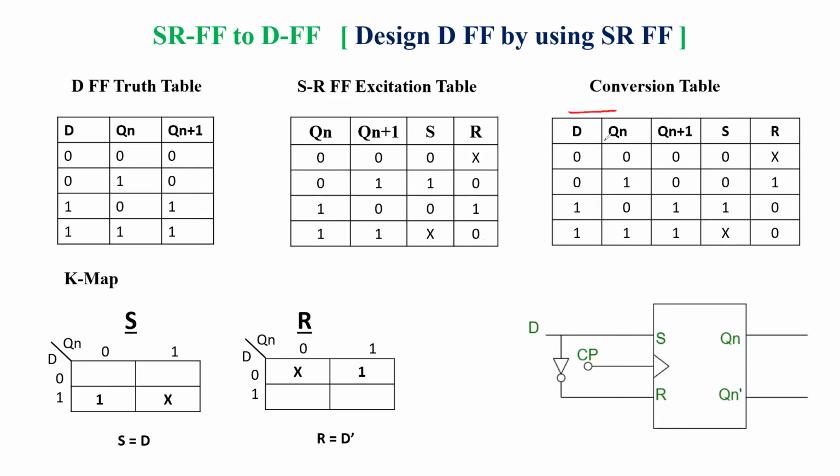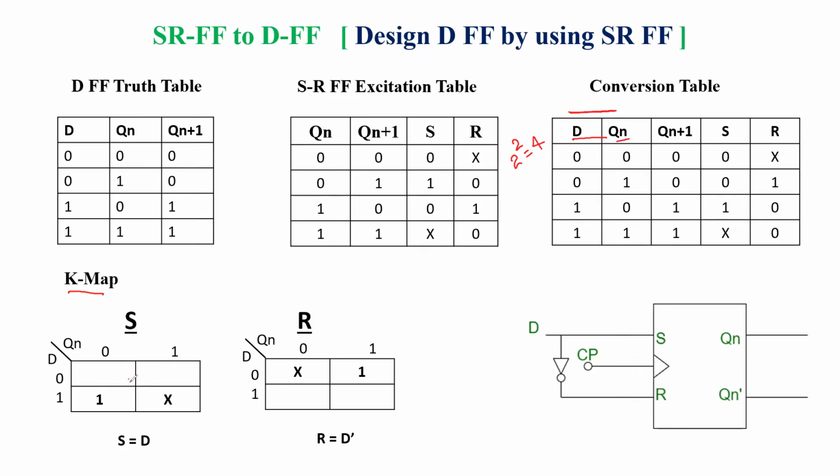So the two variables here are D and Qn. In the case of a K-map or Karnaugh map, we know that 2 to the power of the number of variables is the number of square boxes in the K-map. Here we have two variables, D and Qn, so 2 squared is 4. So a 4-box K-map is required here. That's why in the K-map we have 4 square boxes.